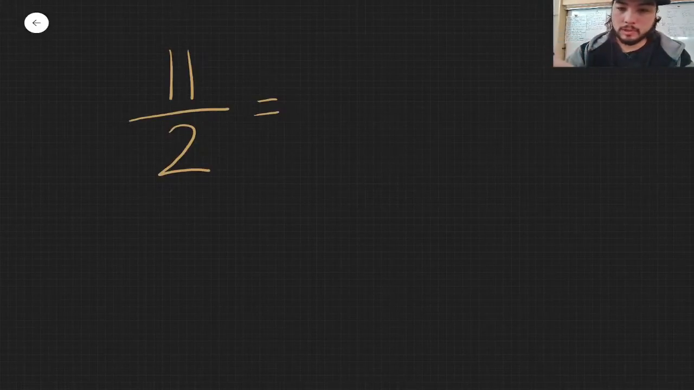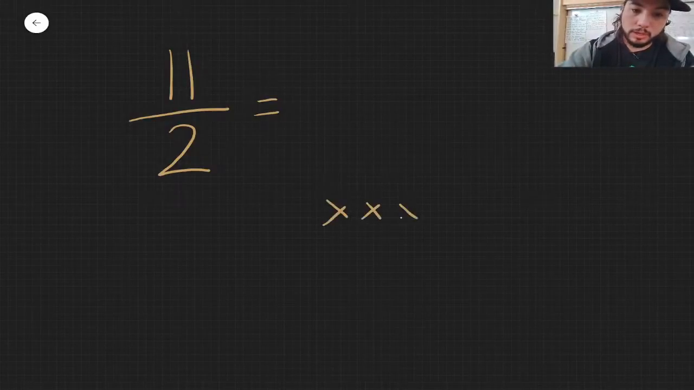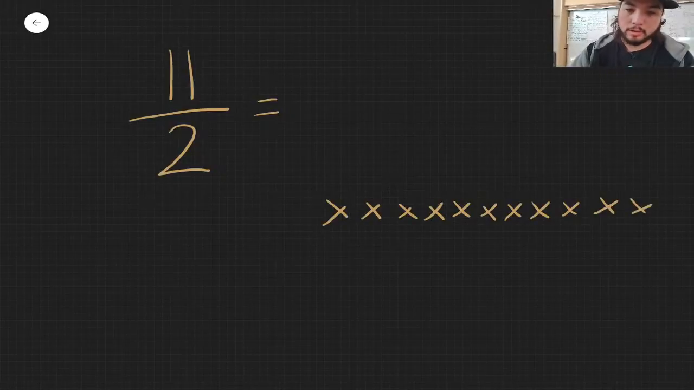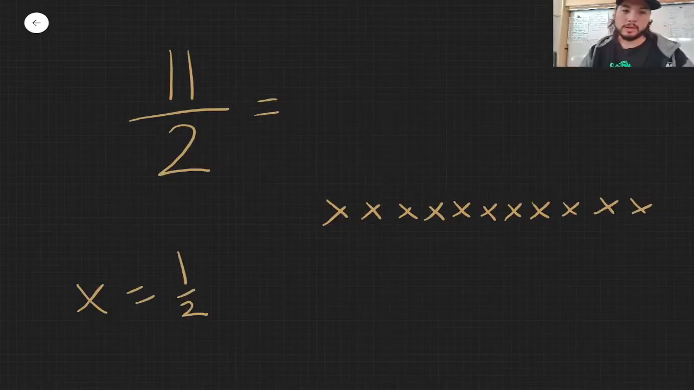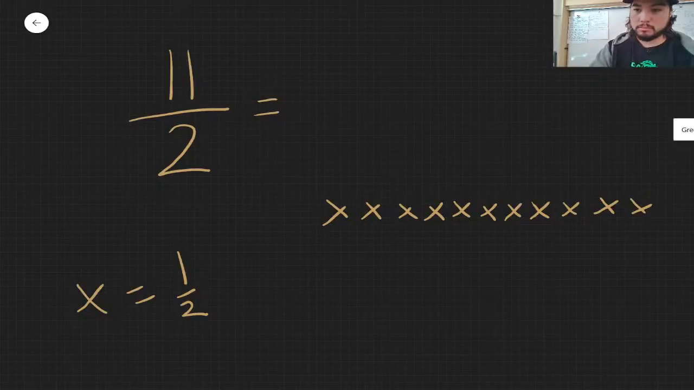Right, you can draw it out beforehand, if you want. You can go 1, 2, 3, 4, 5, 6, 7, 8, 9, 10, 11, with each x equals 1 half in this case. So you have 11 halves. And now let's make groups of 2 halves, because 2 halves equals 1.